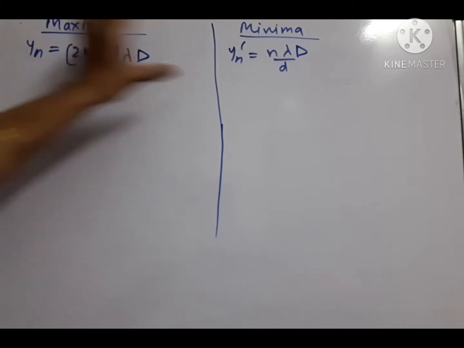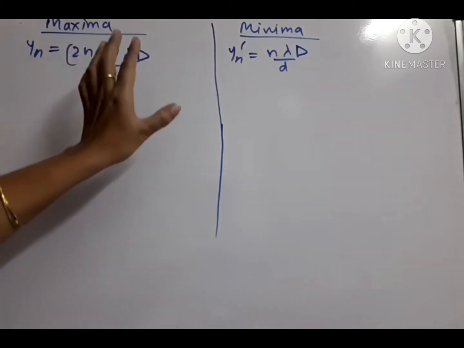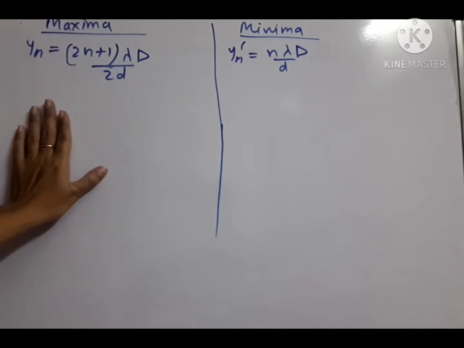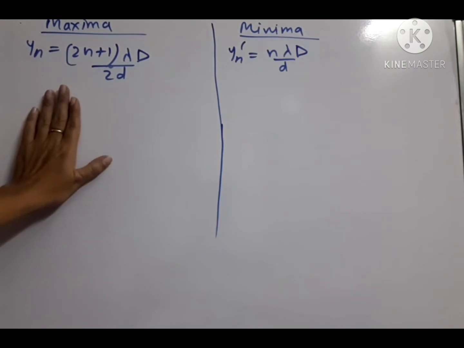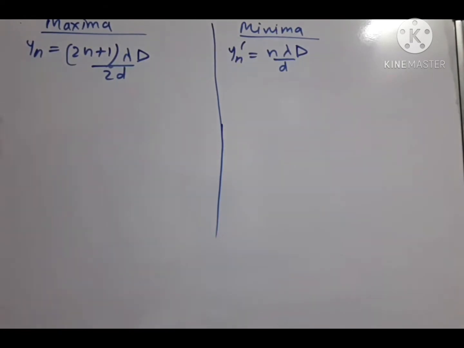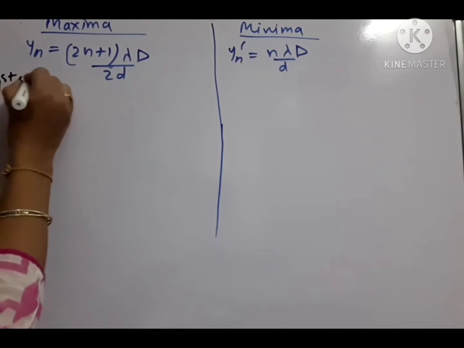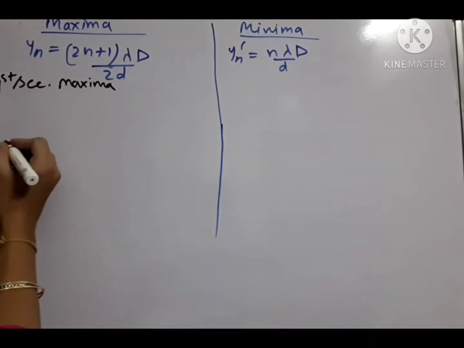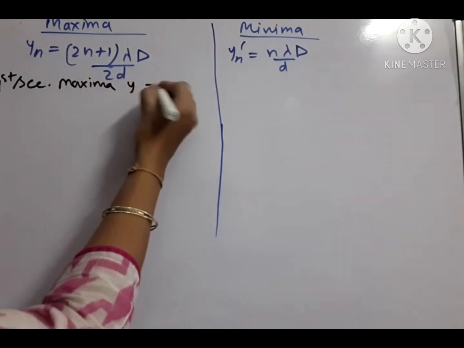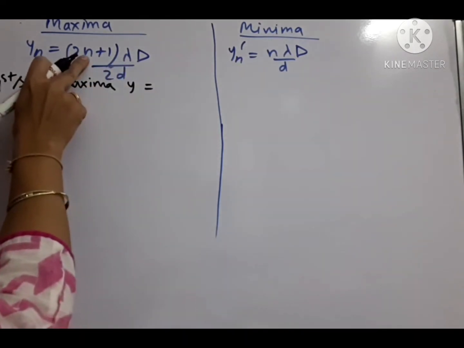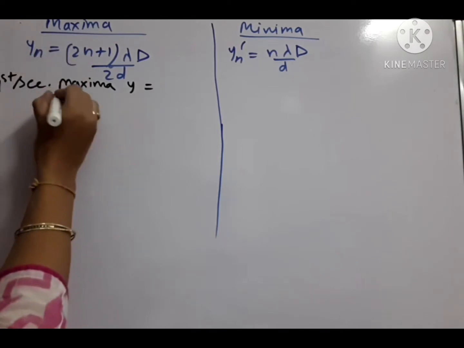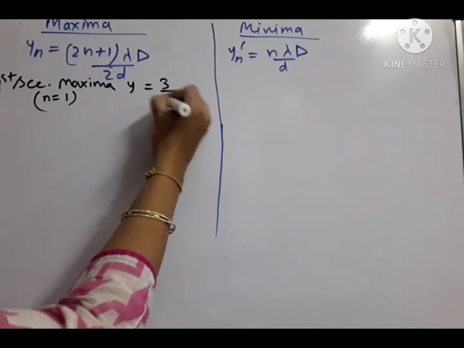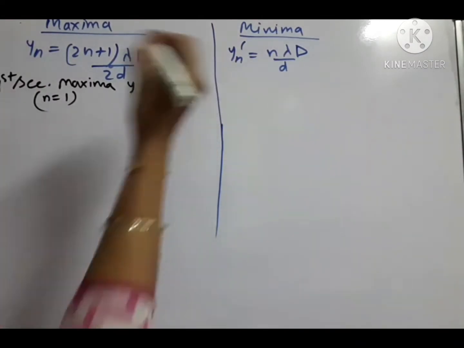So the displacement of the first minima, second minima, first maxima, second maxima formulas we can create from here. So let us create those formulas, mainly those that are important for numericals. First maxima means first secondary maxima we call it. If we want the first secondary maxima displacement, we put n equal to 1 only. N equal to 1, 2n plus 1 means 3. So it becomes 3 by 2 lambda D by d.